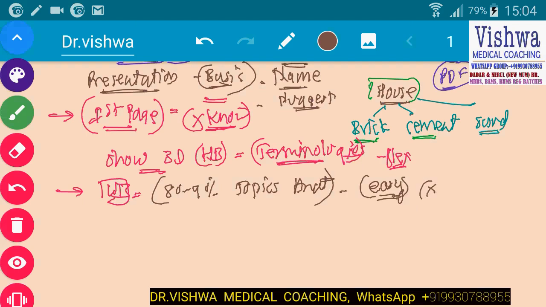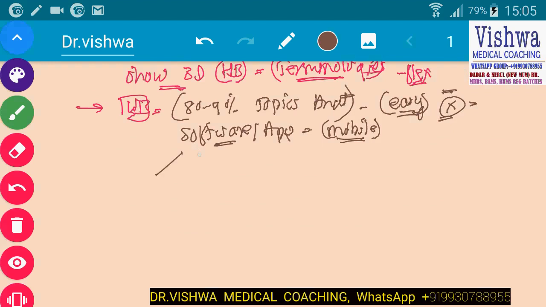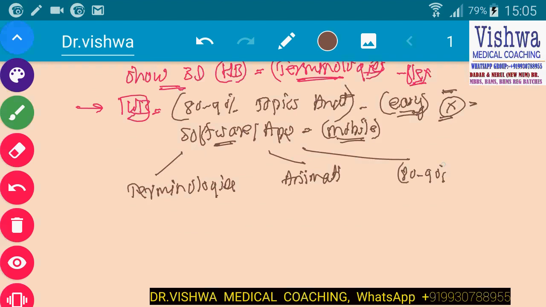So we may not go through any specific topic today, but this session will be like a software or an application installed in your mobile phone. Once the application is installed, everything becomes easy, because we can do so many things through an application. So today, the first part will be going through all those terminologies. Secondly, I'll be going through an animation, and then we're going to go through something which is relevant for 80 to 90% of anatomy topics.